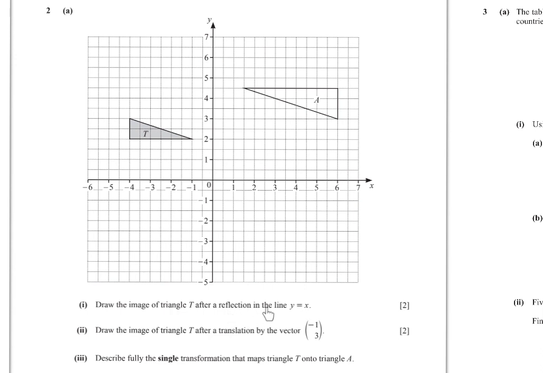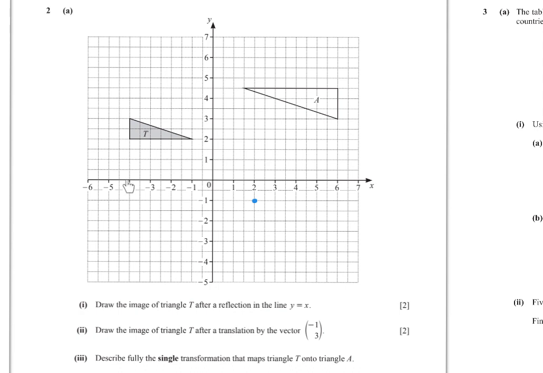2A, draw the image of triangle T after reflection in the line y equals x. The reflection in the line y equals x just switches the coordinates for each point. For example, this point, negative 1 and 2. To find its image by reflection in the line y equals x, just flip the coordinates, switch them. So negative 1 and 2 will become 2 and negative 1. So this is the image for the first point.